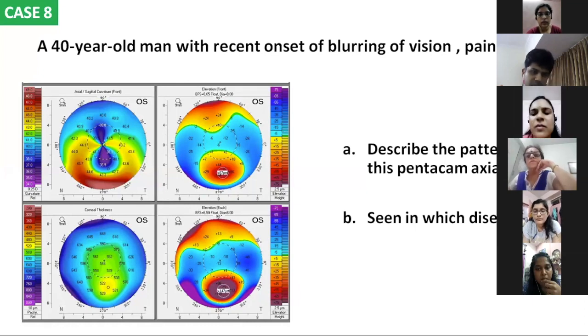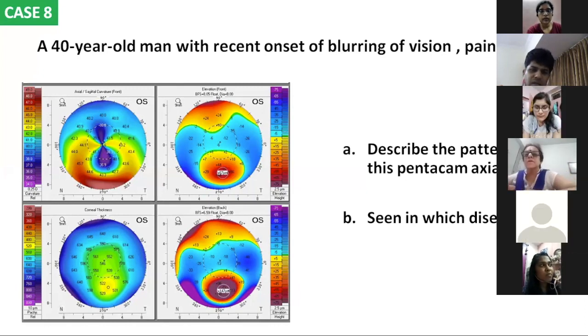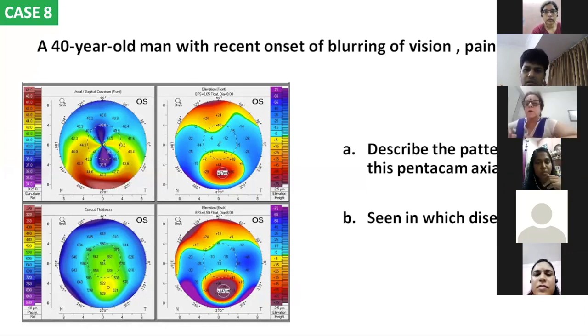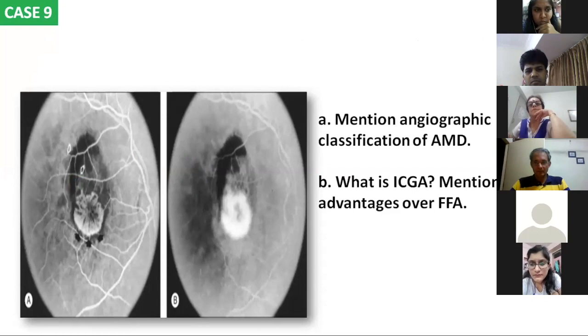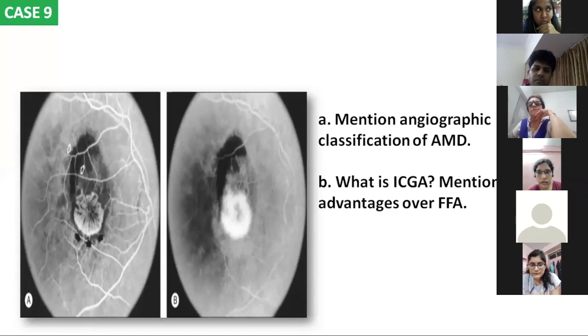The lobster claw, crab claw. I could not hear him. Yeah, please be loud. The lobster claw or crab claw pattern. He's saying lobster claw appearance. Yes, yes. And it is seen in which disease? Pellucid marginal degeneration. Okay, next.